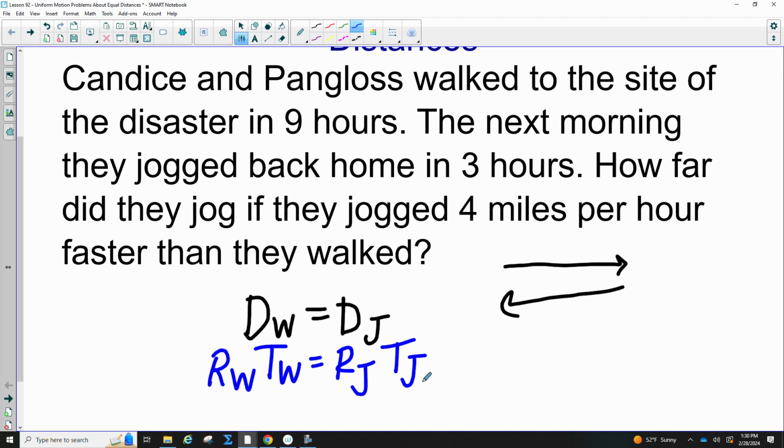Okay, now we'll plug in anything we can. Candace and Pangloss walked to the site of the disaster in 9 hours. Where do you think we should plug in 9 hours? Andrew? Yes. It's a time, okay? 9 hours is time. Hours is time. And this is when we walked there. So I'm going to plug the 9 in for time walking.